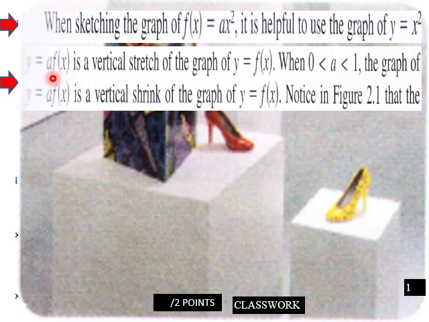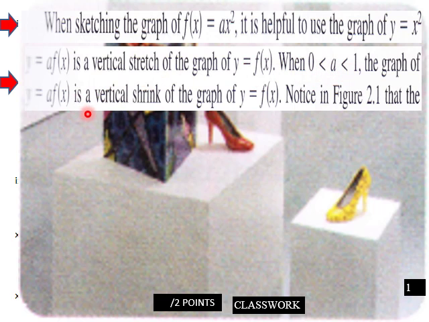Y equals a f of x is a vertical stretch of the graph of y equals f of x when a is less than 1 and greater than 0. So when a is between 0 and 1, it's a vertical stretch, meaning that the graph will flatten out.